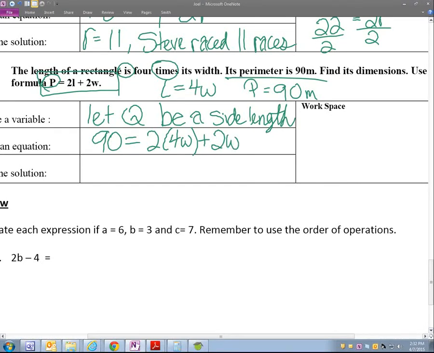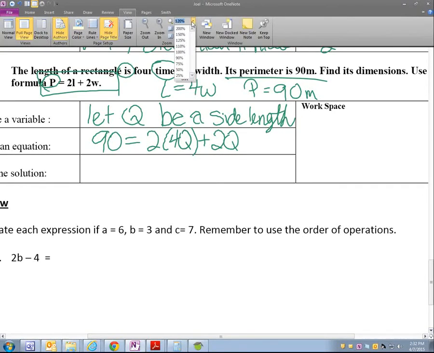But the thing is, do we have our variable in there? What variable are we supposed to use here? What is W? It's Q. It's a side length, okay? We decided that we were going to have a Q because we had that freedom to do that. Good. Now we can work with this. So let's do the workspace.